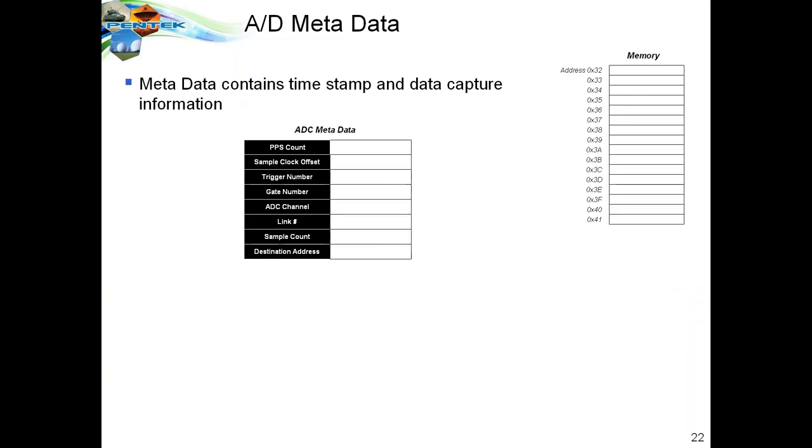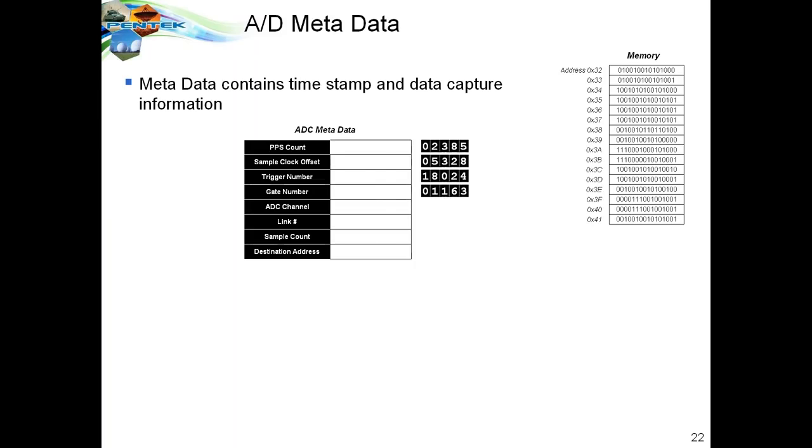We have a lot of hardware counters, real-time clocks, and so forth in the engine, and those values are constantly updating as time goes on. We capture, at the time of a trigger, the values of each of those counters and preserve that information, including the PPS, or the pulse per second count, the offset in terms of number of clock cycles since the last PPS, the trigger number, and so forth. We preserve this information and send it out with the data delivered to system memory.